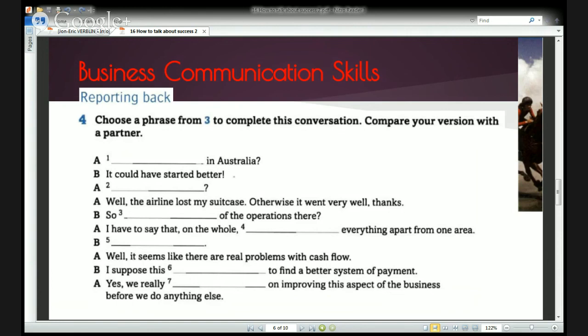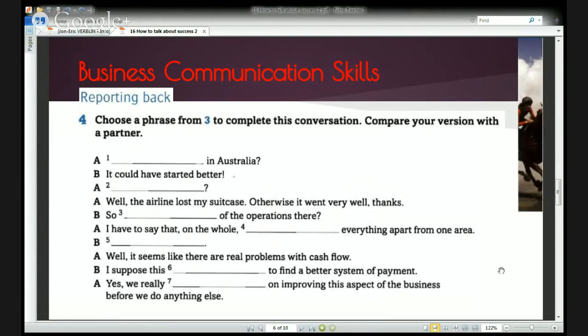Okay, so it was, how did it go? What makes you say that? What were your overall impressions? I was impressed with. Tell me more. Sounds great. Tell me more. 6 was highlights the need for. And 7 was should focus on or need to concentrate on. All of those were good key expressions. And we're going to use those.